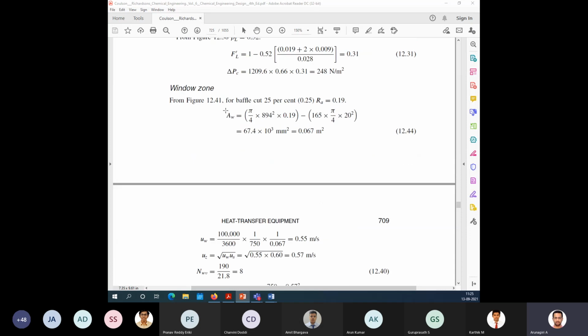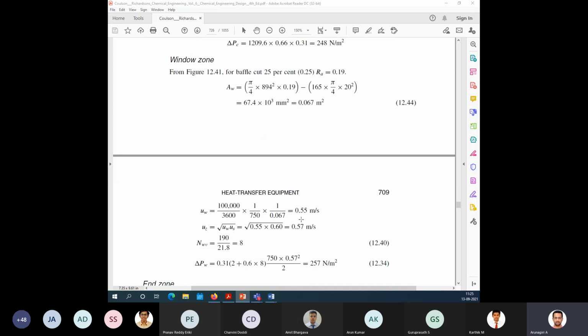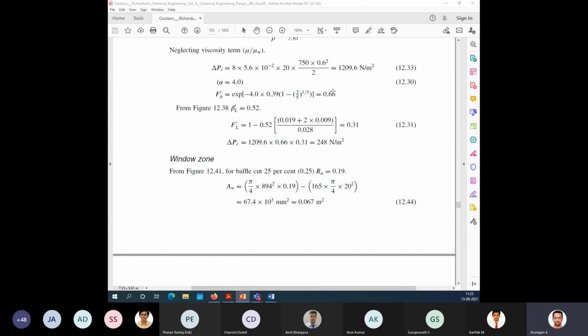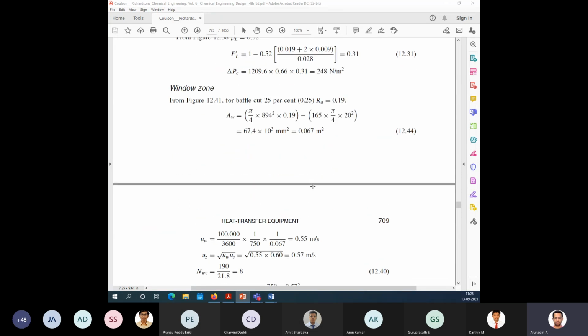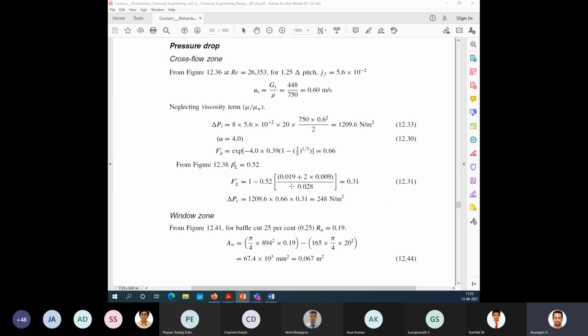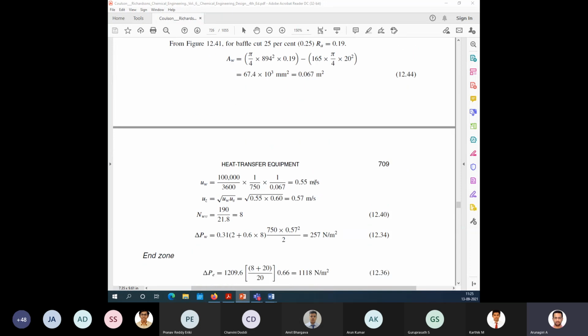Now the window zone pressure drop you can calculate. AW you have to find out. Here you are using the baffle cut, whereas in the heat transfer coefficient we are using the bundle cut. So AW you have to calculate, then UW, which is 0.55 meters per second. So you need the geometric mean velocity. Here it's 0.66, here the velocity is 0.6, and here the velocity is 0.55. So you take the average. Geometric mean or arithmetic mean, both values are the same.